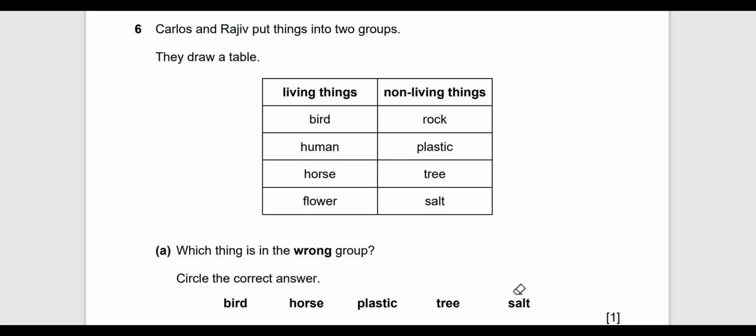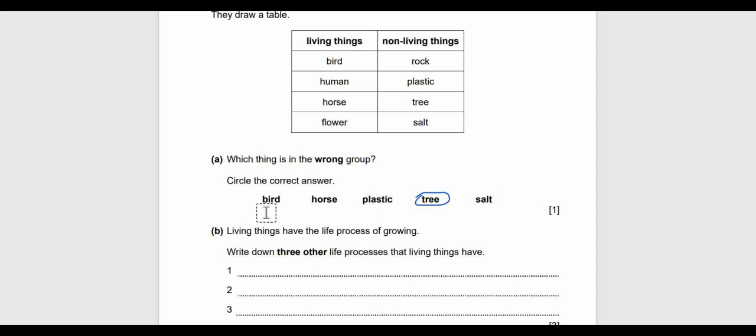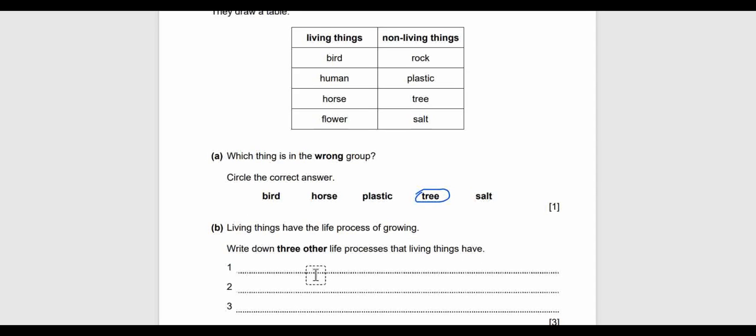Right, let's open up the answer. The answer is tree. Tree is supposed to be a living thing. It shouldn't be in this column. Next, we are in question B. Living things have the life process of growing. Write down 3 other life processes that living things have. 10 seconds from now.